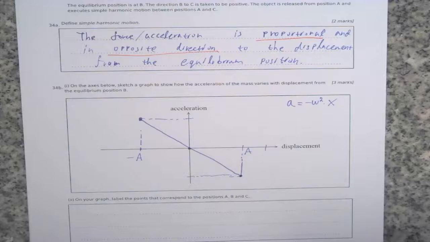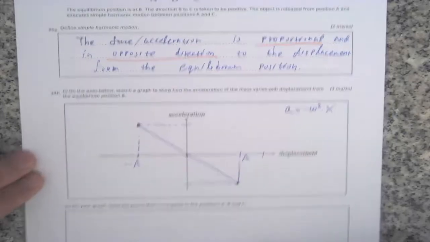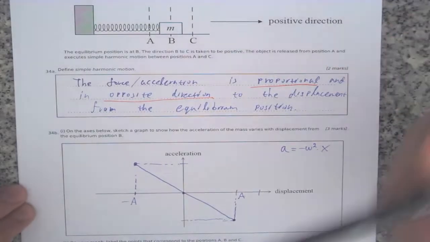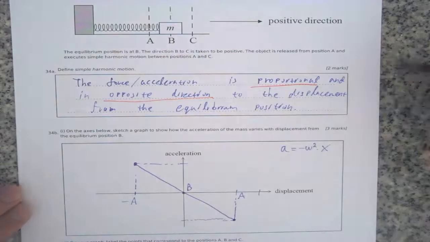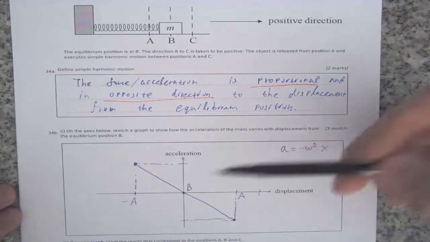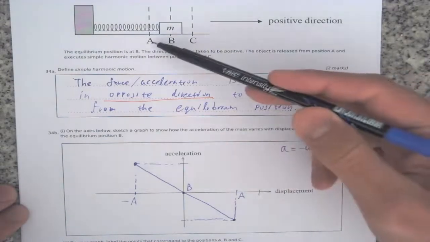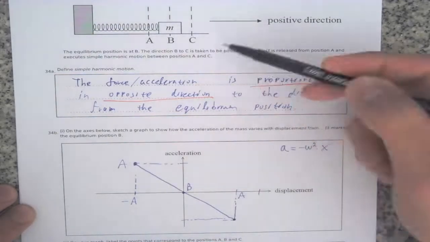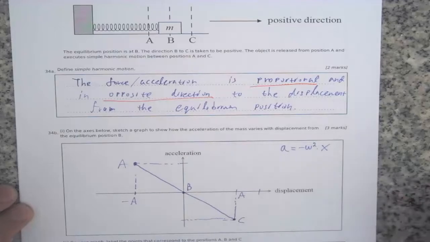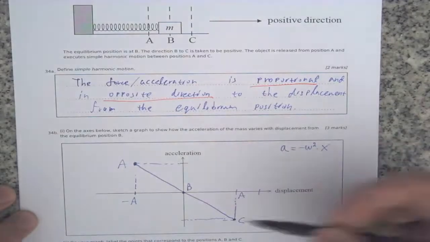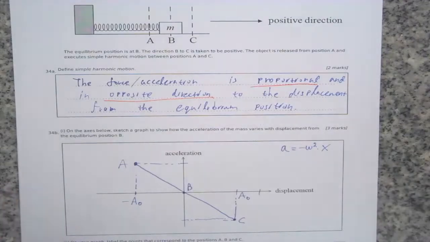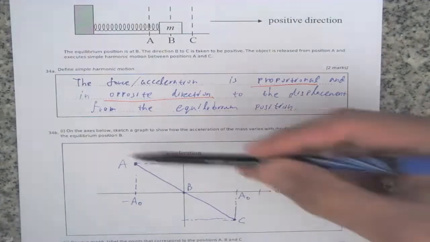And the next one, on your graph, label the points that correspond to the positions A, B, and C. So based on the diagram here, B is the equilibrium position. So of course, it's 0 displacement, 0 acceleration. Now the other ends, A is in the negative direction, so you have a negative displacement, and C is in the positive direction, you have the positive displacement. So these are your points, A, B, and C. So let's call this A0 and minus A0, just so as not to confuse with the point A here.